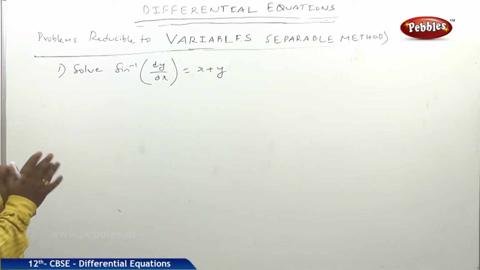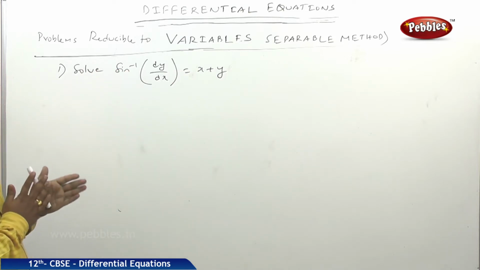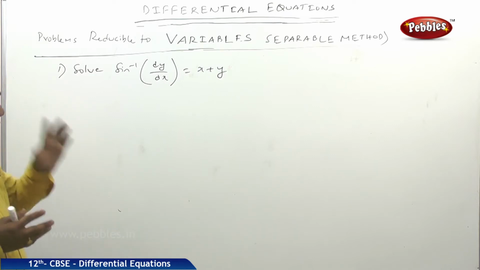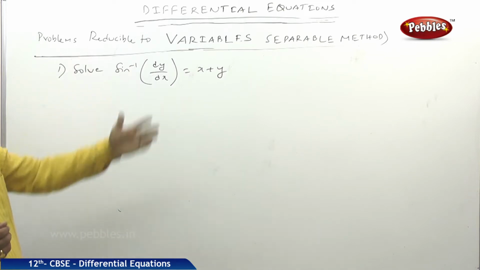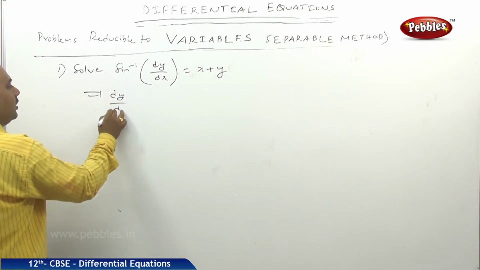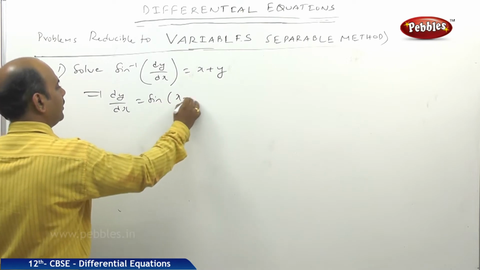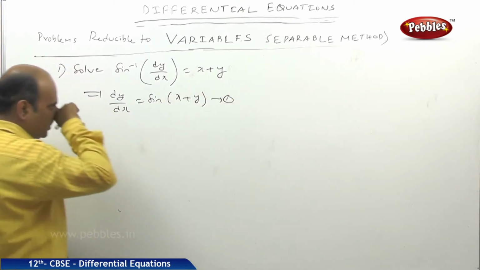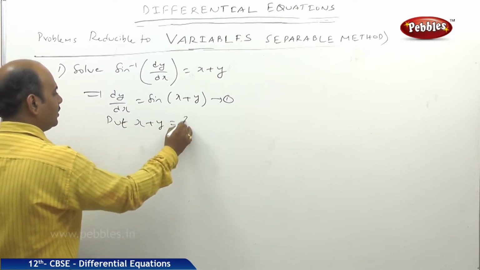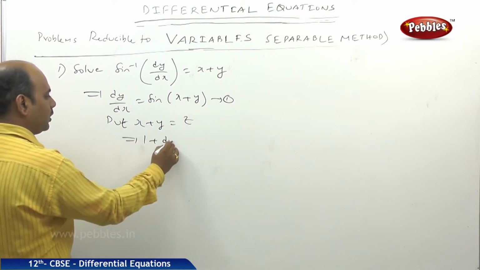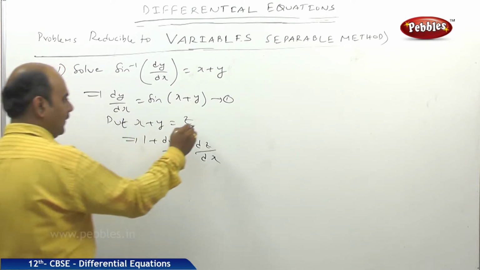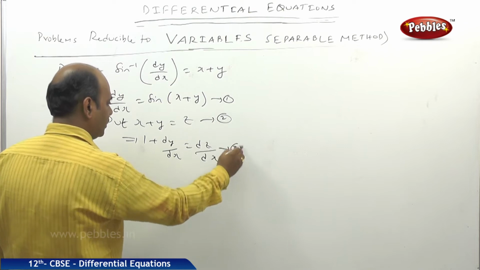Sometimes a problem is given to you: sin inverse of dy/dx is equal to x + y. How can we do this? This can also be done by the variable separable method. Let us see how. So this becomes dy/dx is equal to sin(x + y). I call this 1. So what I'll be doing is, I'll put x + y equal to z. So what happens, 1 + dy/dx is equal to dz/dx. Now I will call this 2, and this 3.